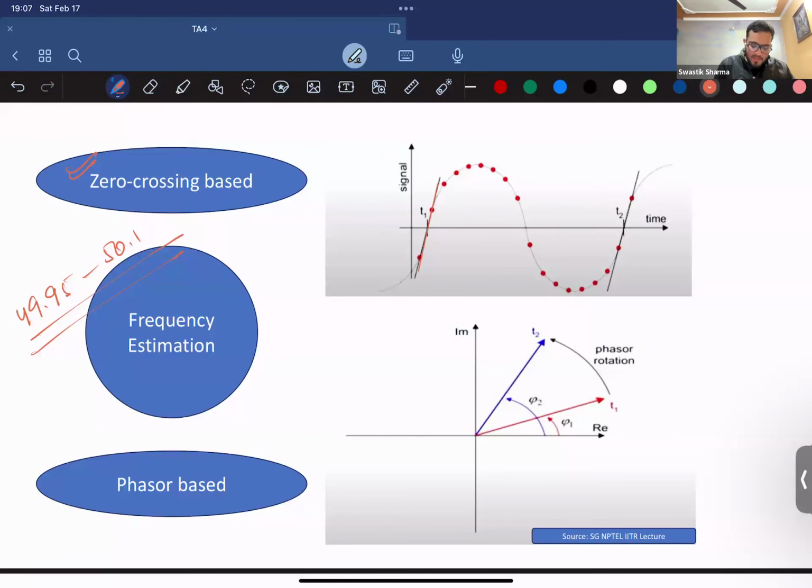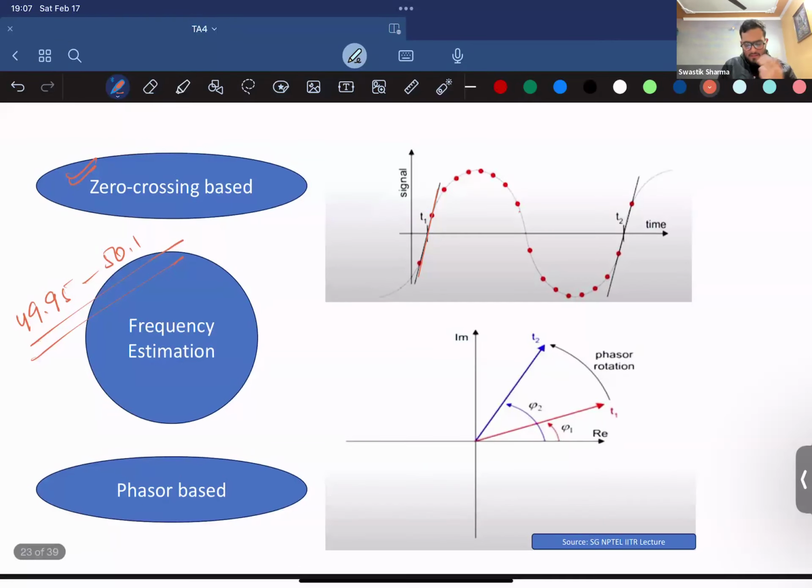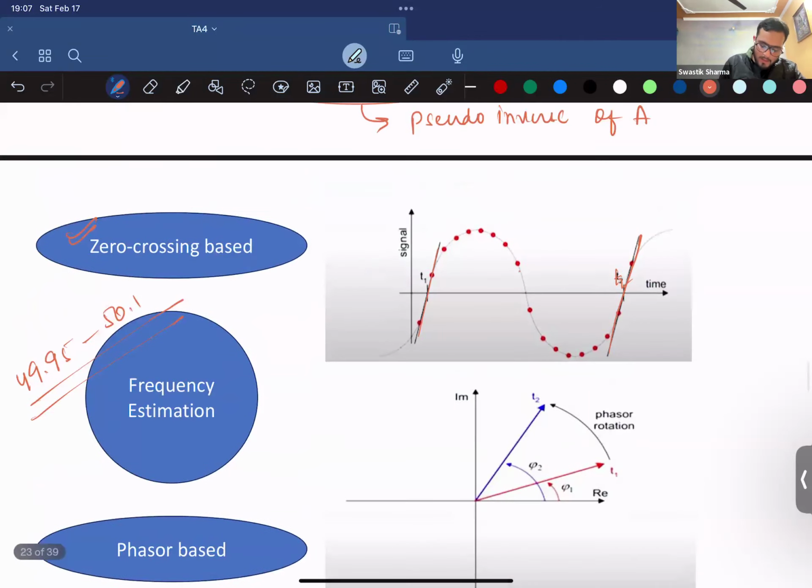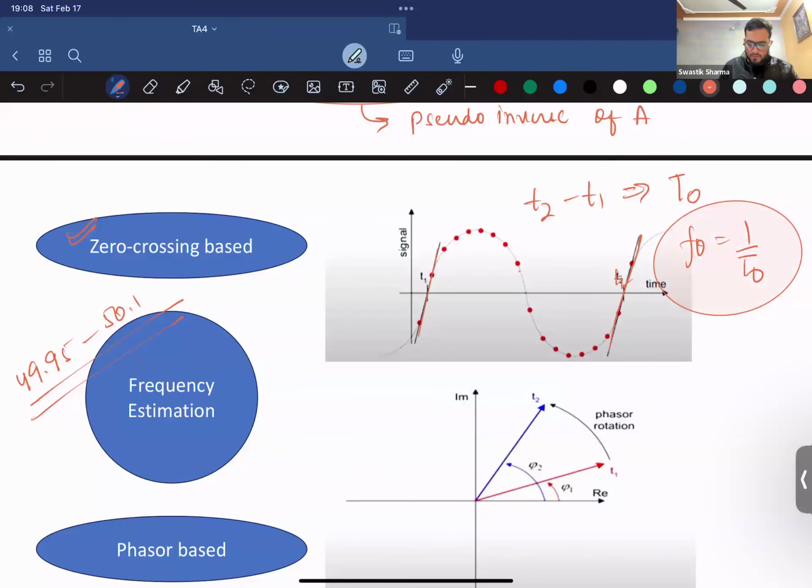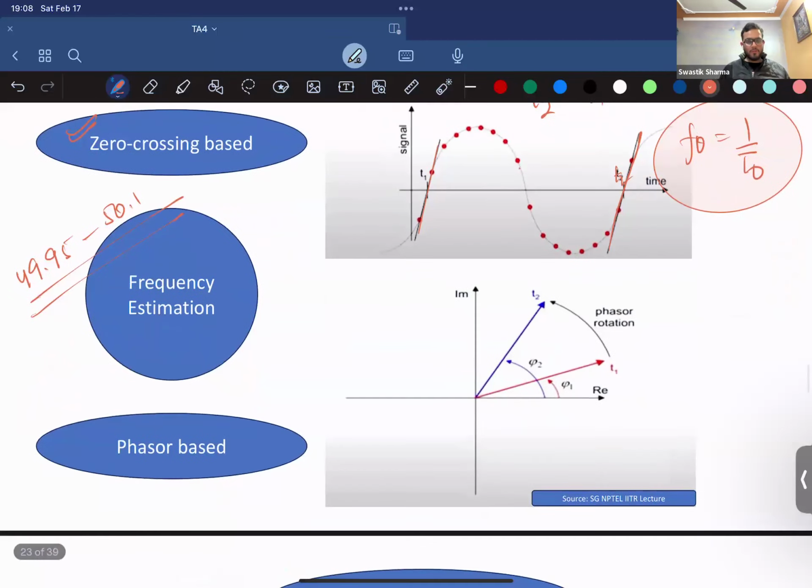is positive, right? So you take the time at which it happens, and then you see if the next time the same slope is coming into play. You get the two time instances, and you can easily get the total time period. So this would be your T naught, and F naught will be 1 upon T naught, right? So by checking how the zero crossing is occurring in your system, you can get the frequency of the signal also.